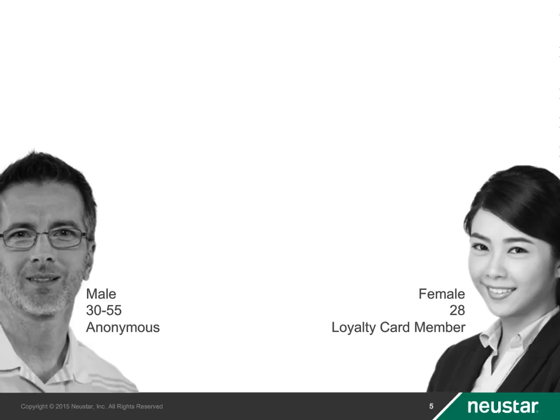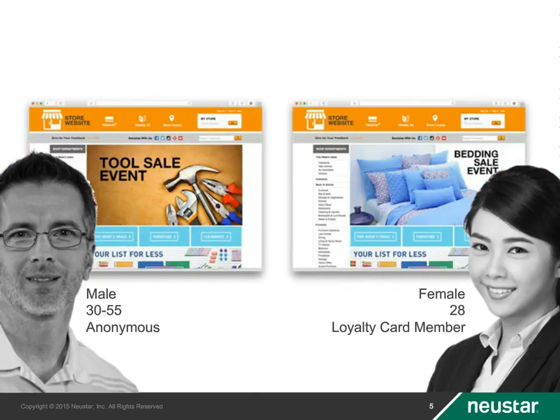Take this example. When a visitor lands on a big box retailer's site, that retailer would like to differentiate their site experience based upon the type of visitor. A 30 to 55-year-old man visiting the site for the first time should receive a different experience than a 28-year-old female visitor who is also a loyalty card member. At its most basic level, the male visitor might be shown hardware products, while the female visitor might be shown bedding to complement the furniture she recently purchased. While this use case is Marketing 101, the tools at marketers' fingertips for site optimization make this difficult at best and at times impossible.